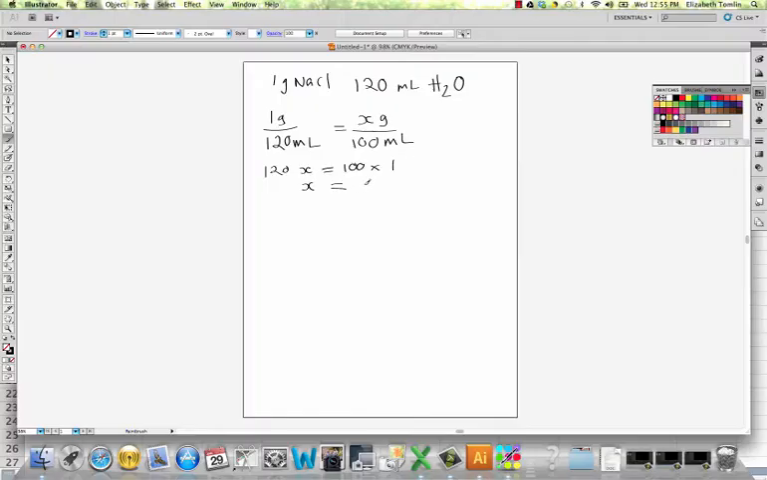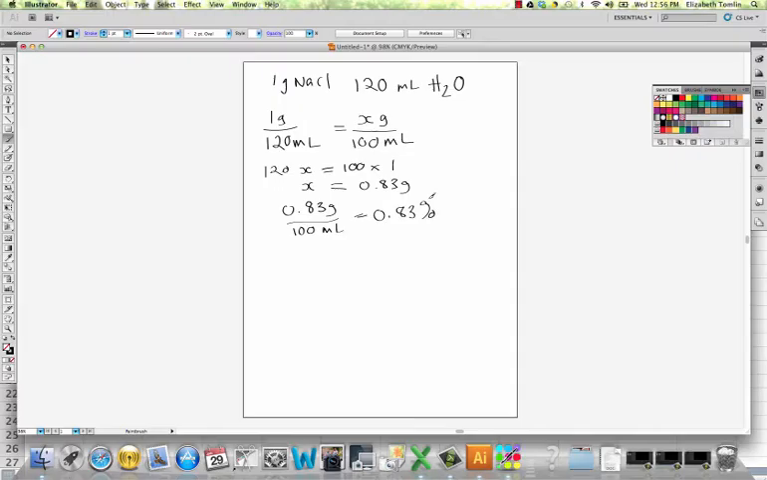which is going to be 0.83 grams. So in terms of the concentration per 100 mils, we now have our solution is 0.83 grams per 100 mils, which by definition is a percent solution. So we have a 0.83% solution. So we've answered part C of that question.